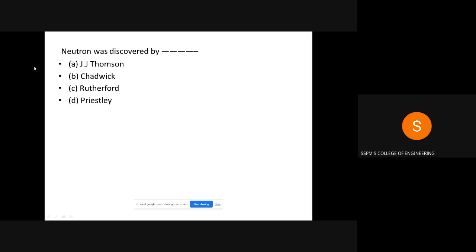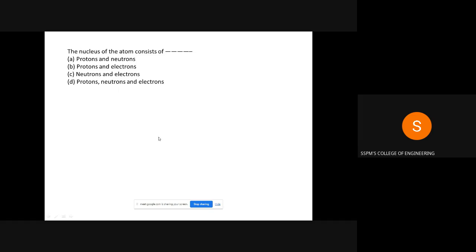Let us start the questions. Neutron was discovered by J. J. Thomson, Chadwick, Rutherford, or Priestley. So the correct answer: who discovered the neutrons?